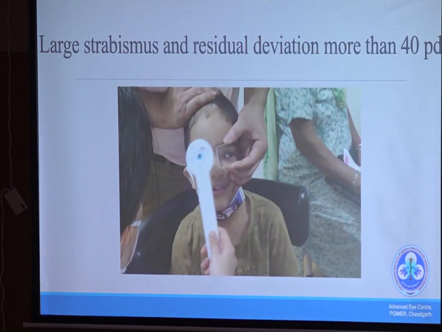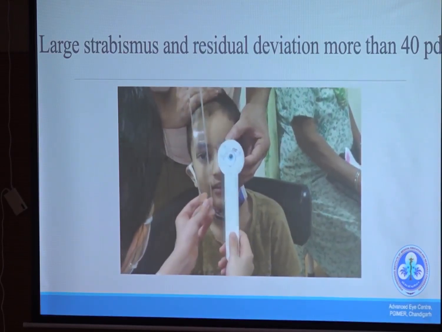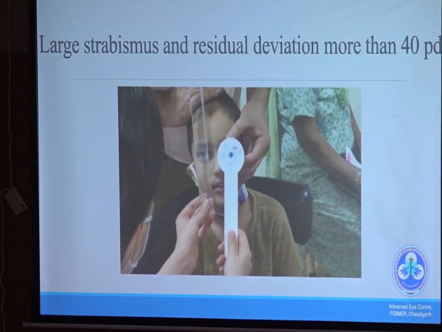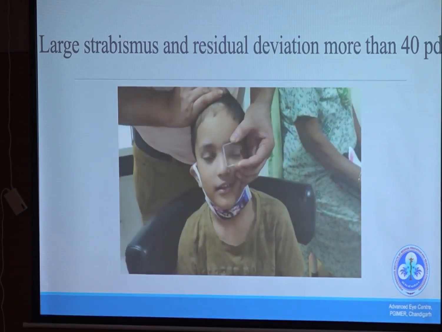In large strabismus, where you want to use more prisms, you can use prisms in front of both eyes. Don't stack prisms one on the other, but the direction will be the same. So if you have an exotropia, you'll have a prism with apex out in front of this eye and apex out in front of the other eye as well.